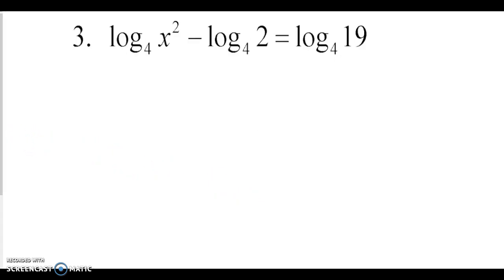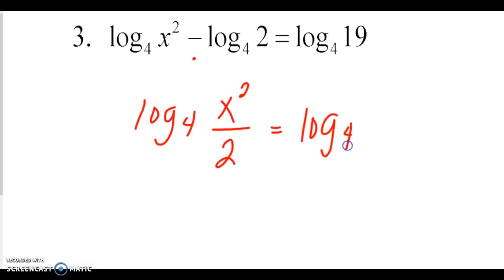All right, the next question is a little different. It now has two logs on one side and one log on the other side, but the good part is that everything in the problem is log base 4. So what we have to do is remember our rules of logs, that if this is a subtraction sign right here, what do I need to do with these? I can rewrite this as one log, log base 4, and remember, subtraction means division. A subtraction sign looks like a dividing sign. So I can write log base 4 of x squared over 2 equals log base 4 of 19.